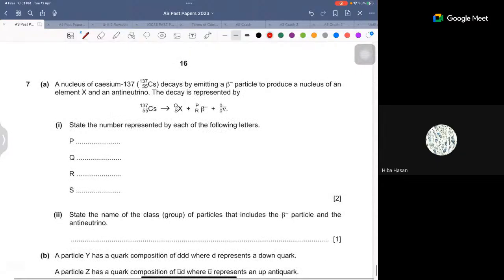Then the last one. State what is representative of the following letters. So 137. Oh, beta negative has 0 and minus 1. Oh, R is minus 1. So then 0, minus 1. And then 137 equals Q plus 0 plus 0. Q is 137. And 55 equals S, negative 1 plus 0 is going to give me 56. That should be the answers.